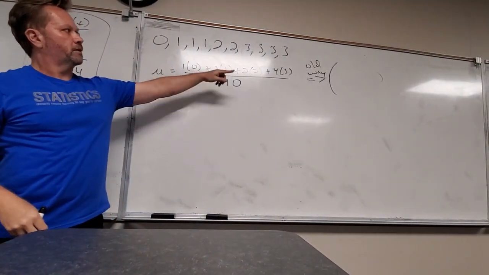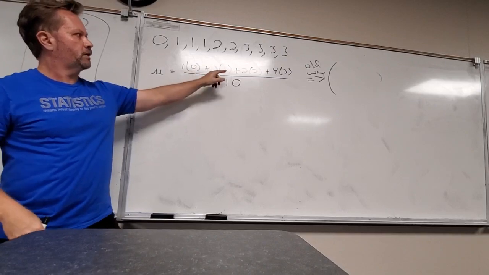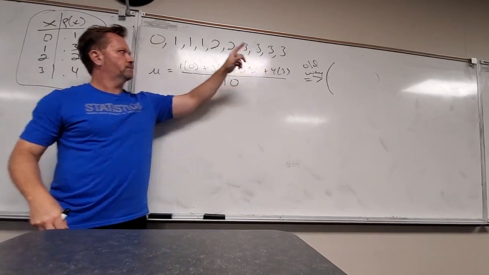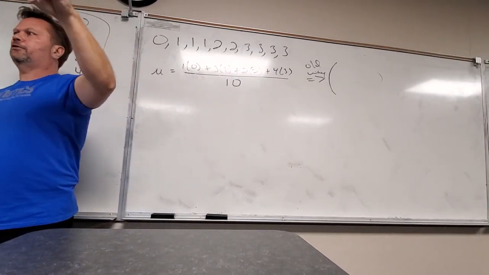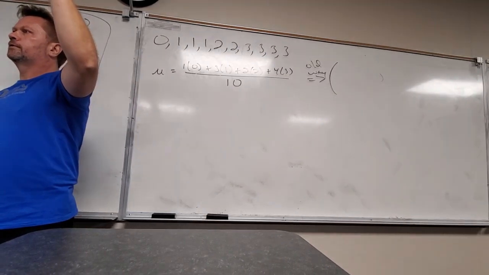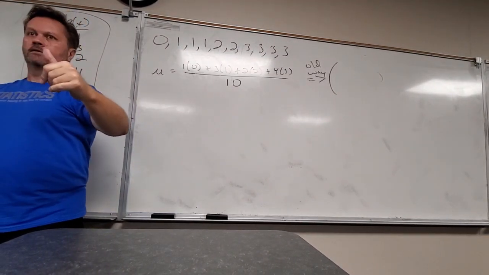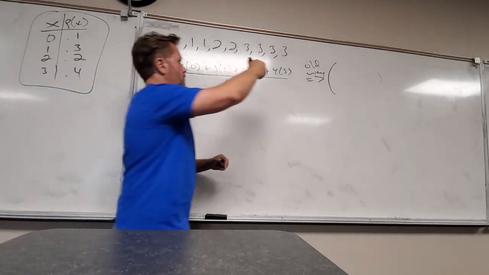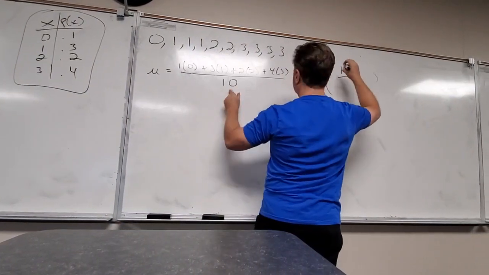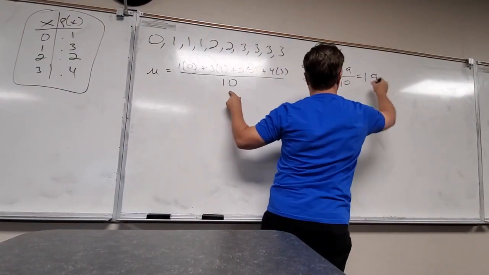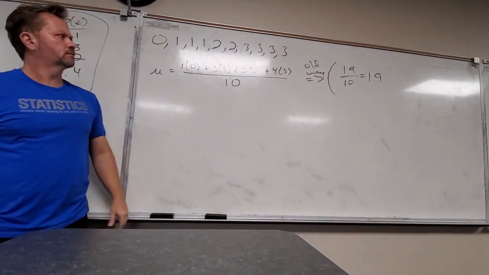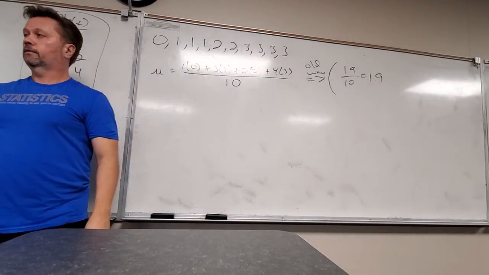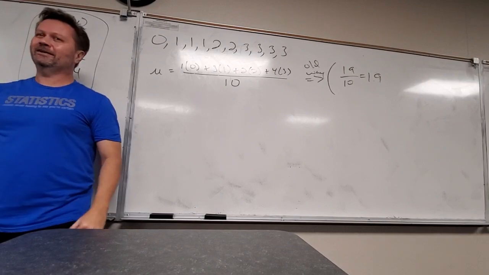So what is all this? 0 plus 3, 3 plus 4 plus 12, right? 3 plus 4 plus 12 is 19. Divided by 10. So we get an average of 1.9, is that all right?